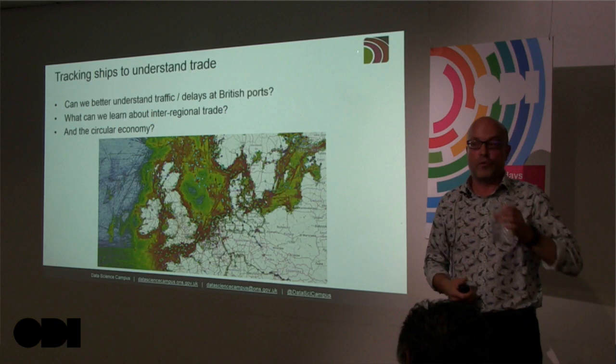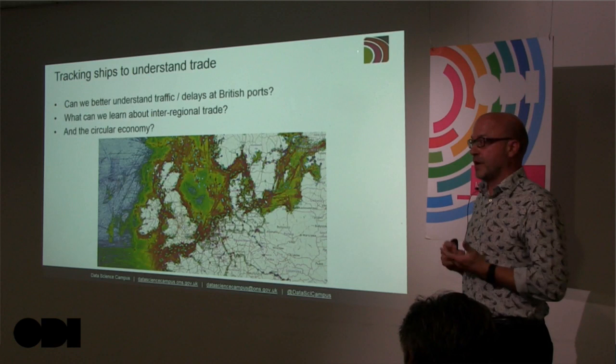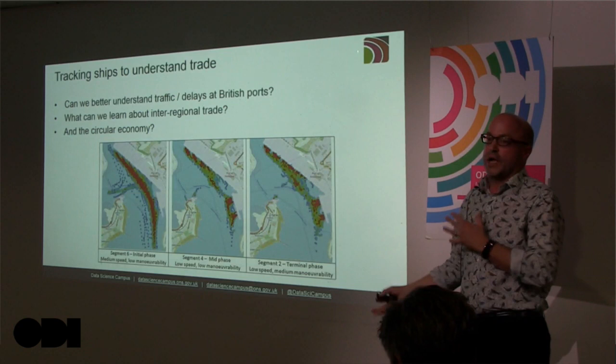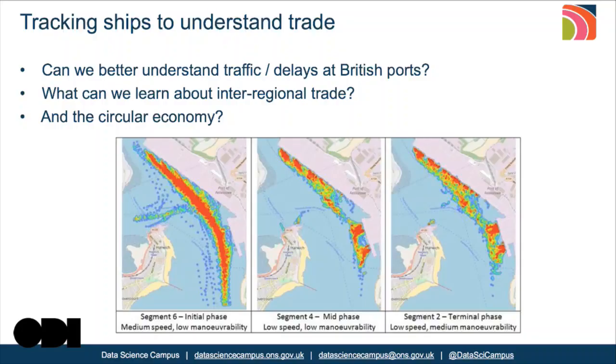What this gives you is a real-time view on movement of trade of goods around the system, around the world. We've accessed this through the Marine and Coast Guard Agency under data sharing and used that to categorise and classify how ships move and what the impact is if we've got ports with lots of activity going on. Our question here is, again, and this is an earlier stage project, we published the initial work, and we're going on to look at more particular questions.